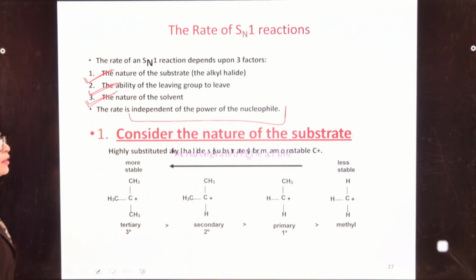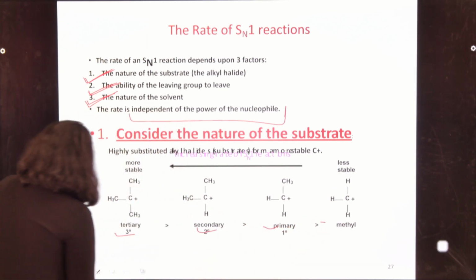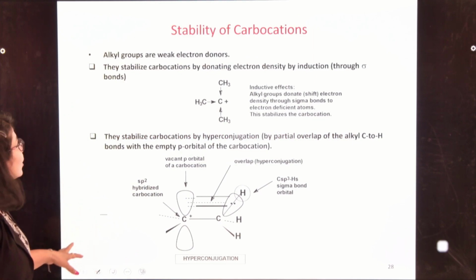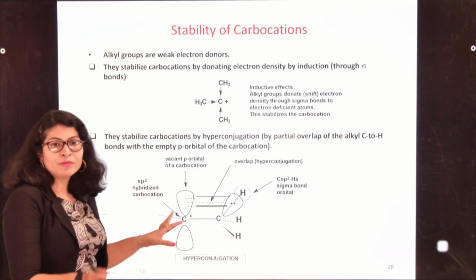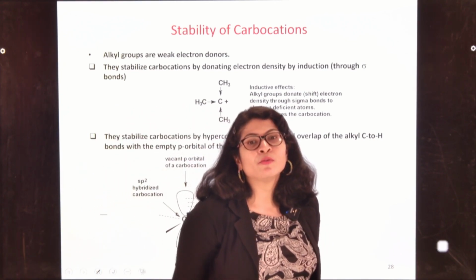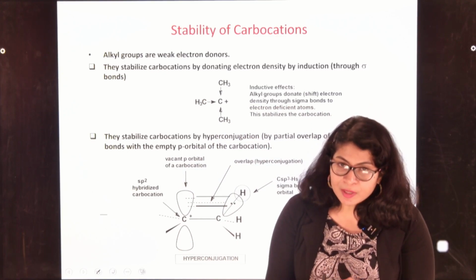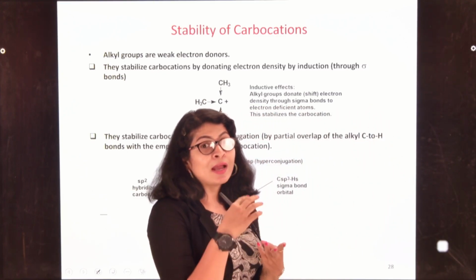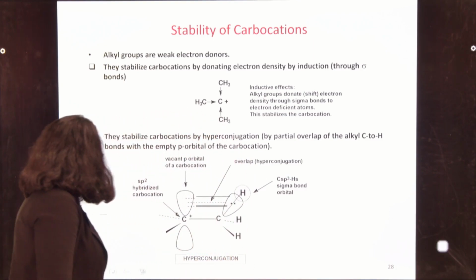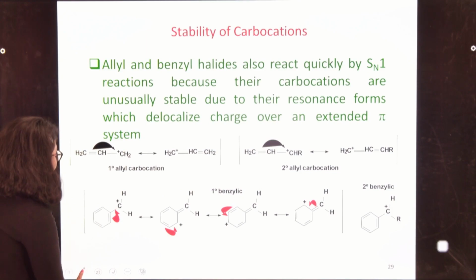If I look at the nature of the substrate, the order is obviously 3 degree, 2 degree, 1 degree and methyl. Now for the stability of the carbocation, we have discussed in earlier videos the factors responsible: inductive effect, hyperconjugative effect and resonance, if possible. All these factors add up to the stability of the carbocation.